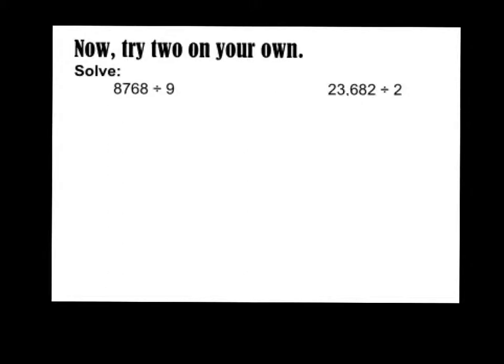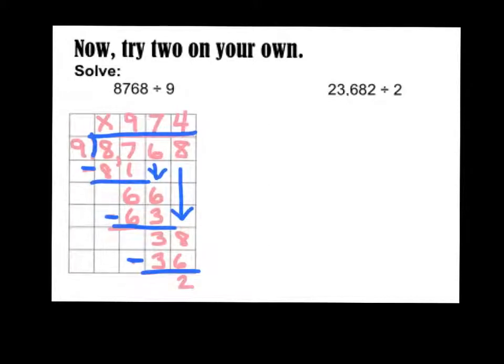Now you're going to solve the next two problems on your own. So the first one you're going to solve is 8,768 divided by 9. Go ahead and pause the video while you solve this problem. The answer you should have gotten is 974 with a remainder of 2, or we're going to write that as a fraction as 974 and 2/9. Go ahead and pause the video as you solve the next problem.